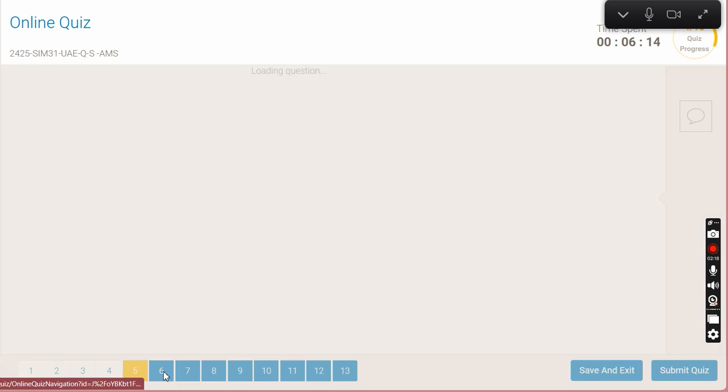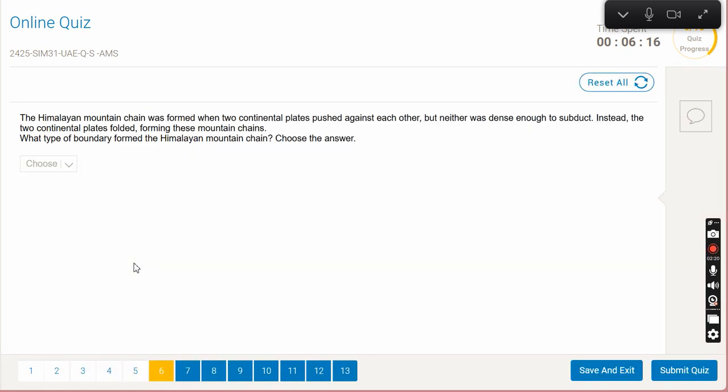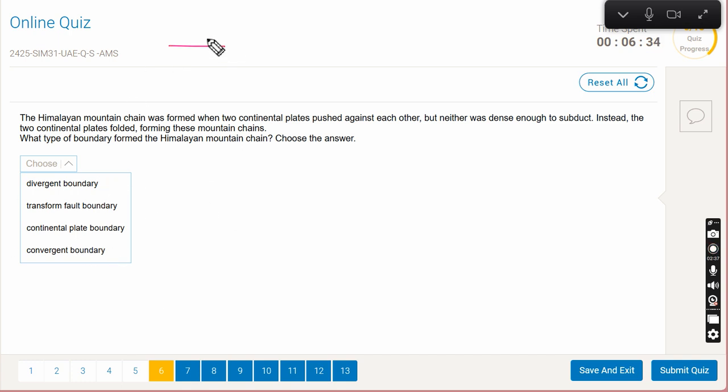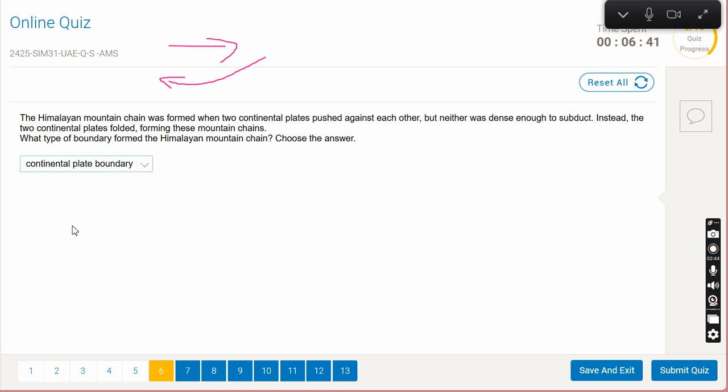The next one: the Himalayan mountain chains were formed when two continental plates pushed against each other. They pushed against each other, but neither was dense enough to subduct, right? So remember, neither of them slid under or above the other. They will give you convergent boundary here, but that's wrong. In convergent boundaries, one of them slides under the other, but that does not happen here. This is a continental plate boundary, so keep that in mind. You can also go through your ebook. That's where the Himalayan mountains are formed.